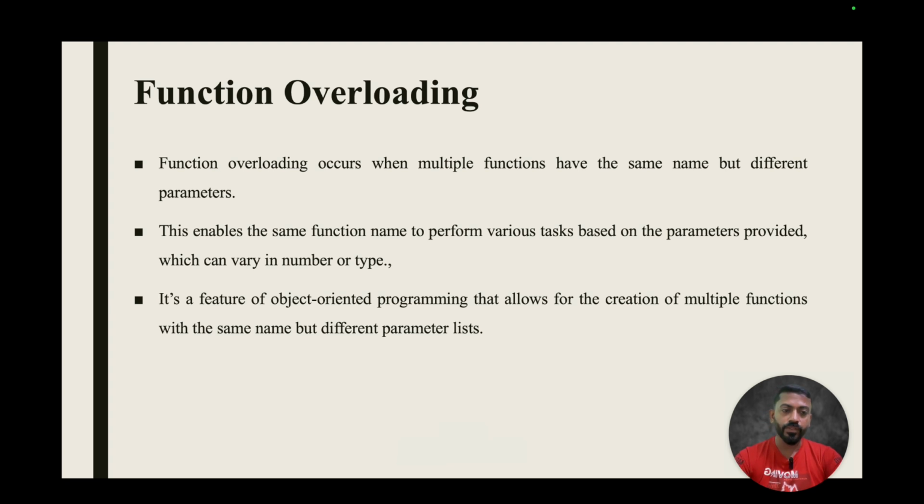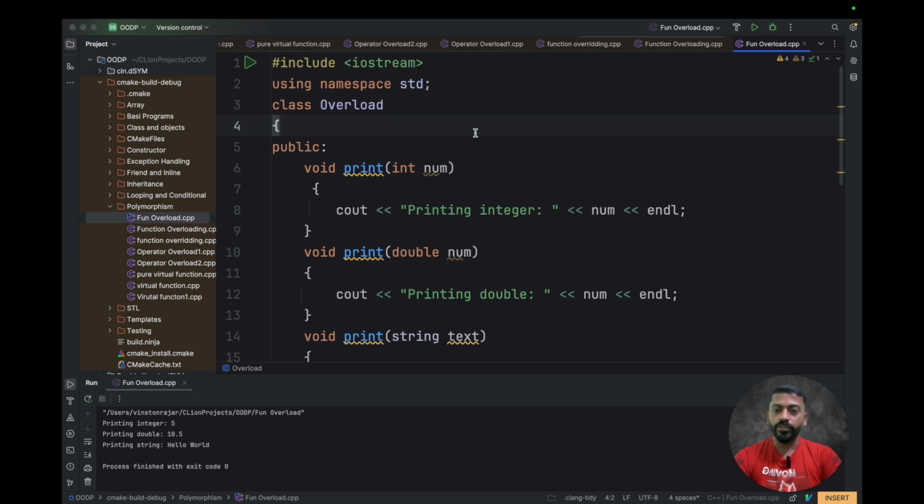What is function overloading? One or more functions may have the same name with different kinds of parameters. This is called function overloading, which enables the same function name to perform various tasks based on the parameters provided by the user. And this is an example of function overloading.